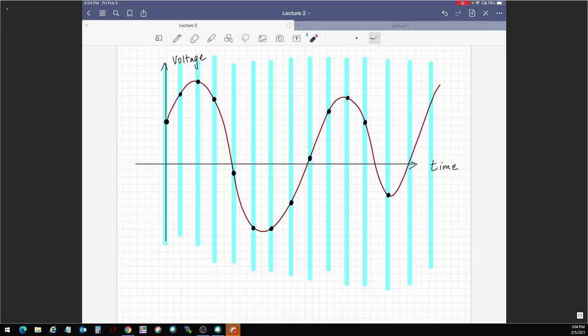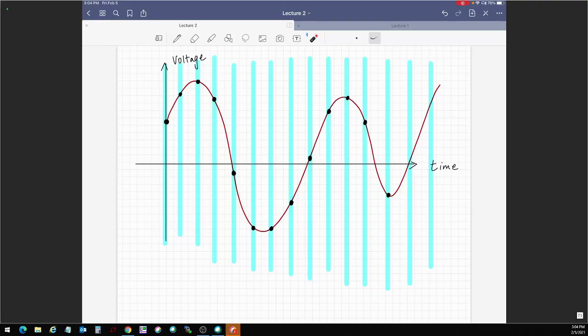And you can clearly see if I just gave you the black dots, and even if you had to take a very simple reconstruction, you could just connect them by straight lines and you would say, oh yeah, it looks like the signal. It's not like I'm losing any information. All right, so that is the sampling process.